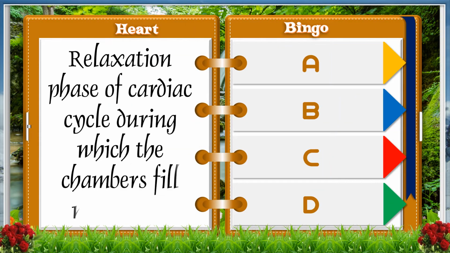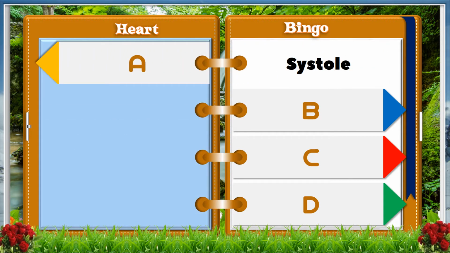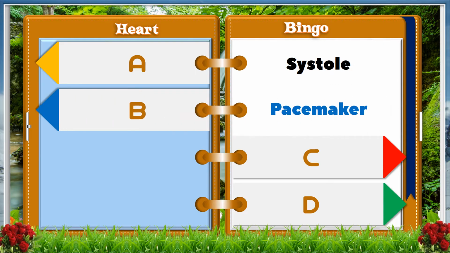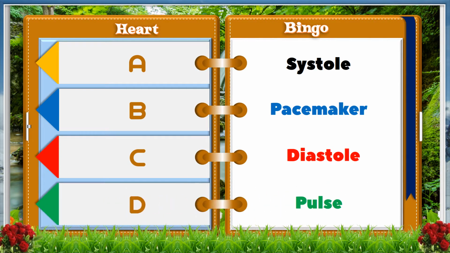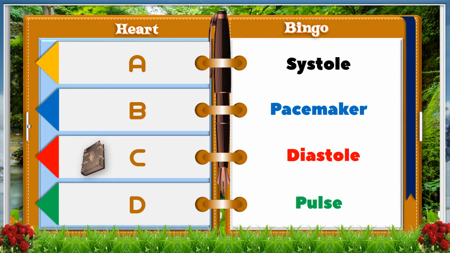Relaxation phase of cardiac cycle during which the chambers fill with blood. A. Systole. B. Pacemaker. C. Diastole. D. Pulse. And the answer is C. Diastole.